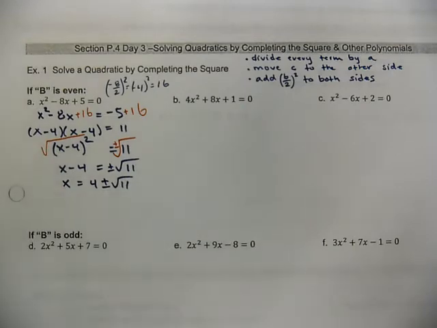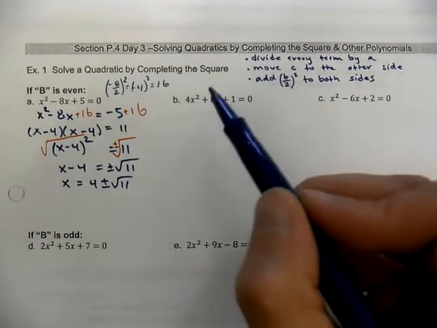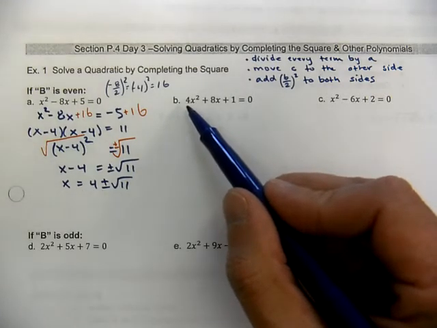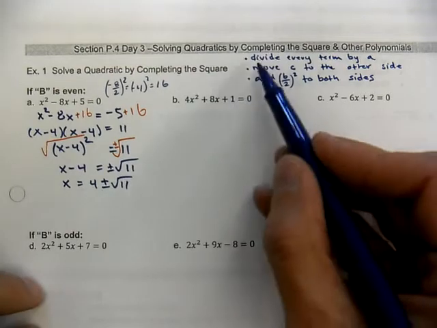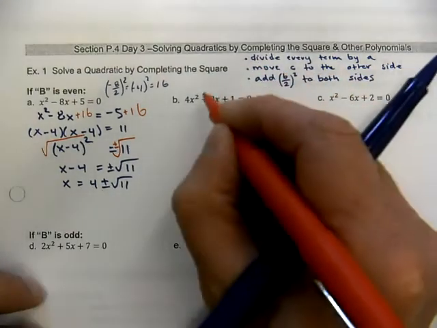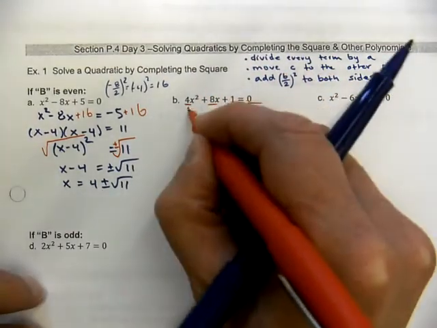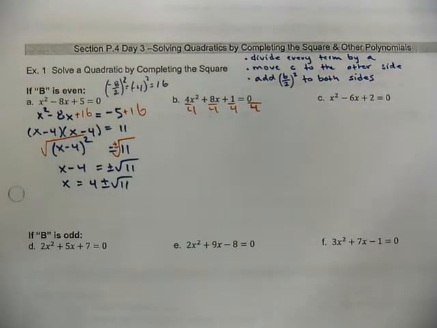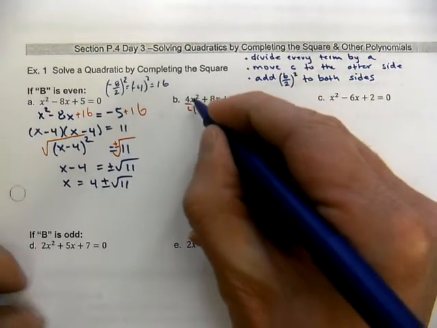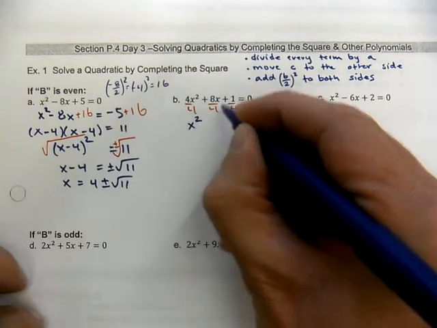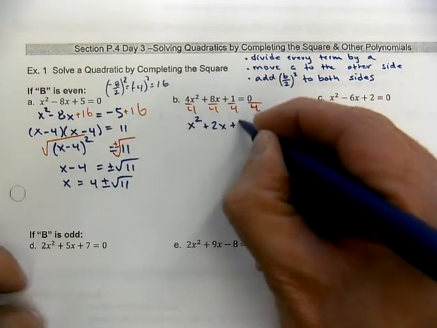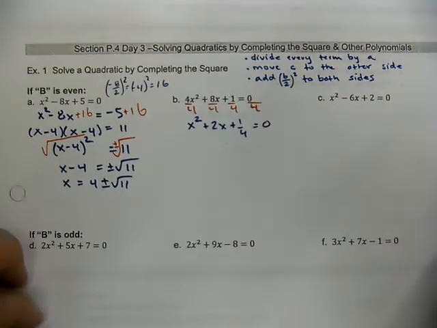All right, let's do another one. Take a look at part B. Here we have our quadratic, but this time we have a leading coefficient of 4. So we're going to start off with this very first step and divide every term. Essentially what we're doing is dividing the left-hand side and the right-hand side by 4, and we are reducing where possible. So 4x squared over 4 gives me 1x squared. Positive 8x over 4 gives me plus 2x. Here we have just 1/4, and the right-hand side is still 0.